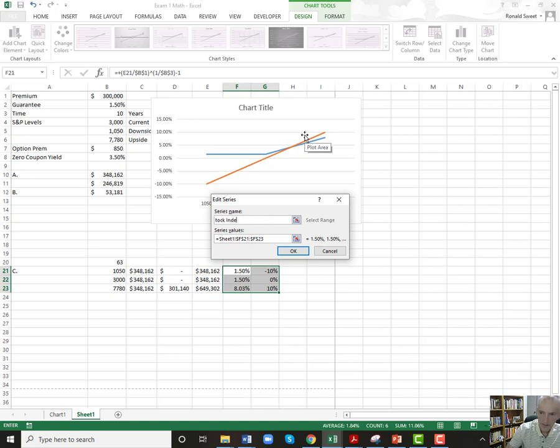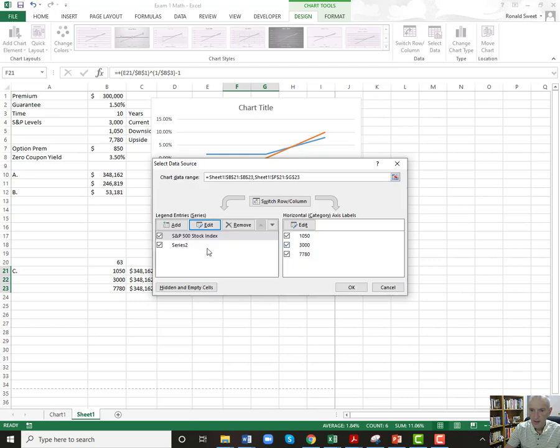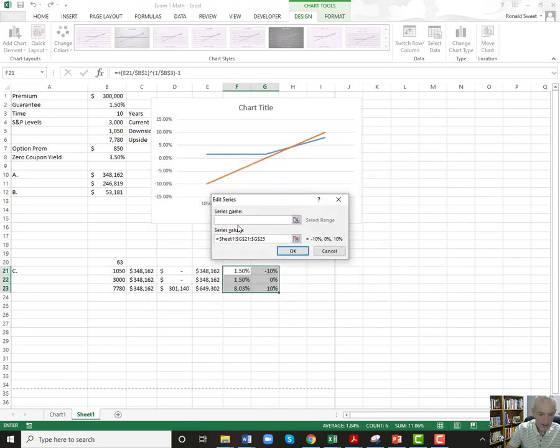Stock index. And the second one is the equity-linked annuity. And don't hit your arrow keys when you're in these graphs because it thinks you want to go to another cell.